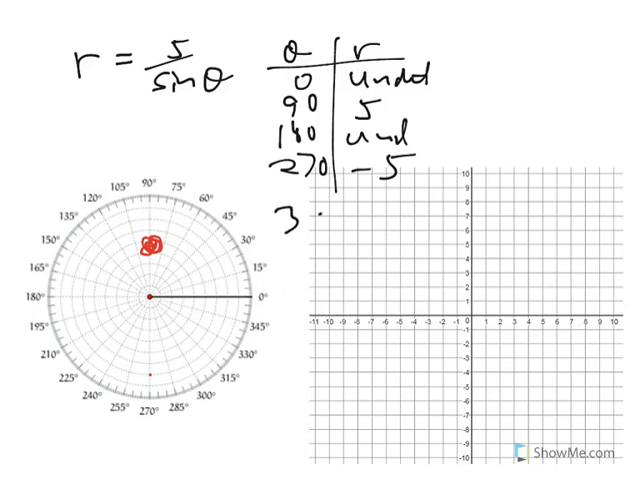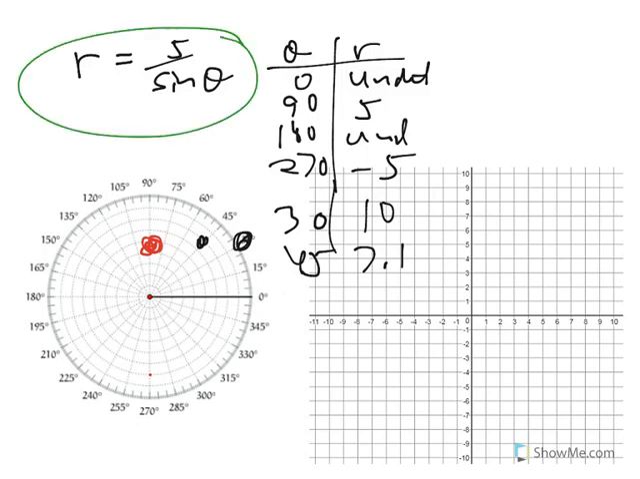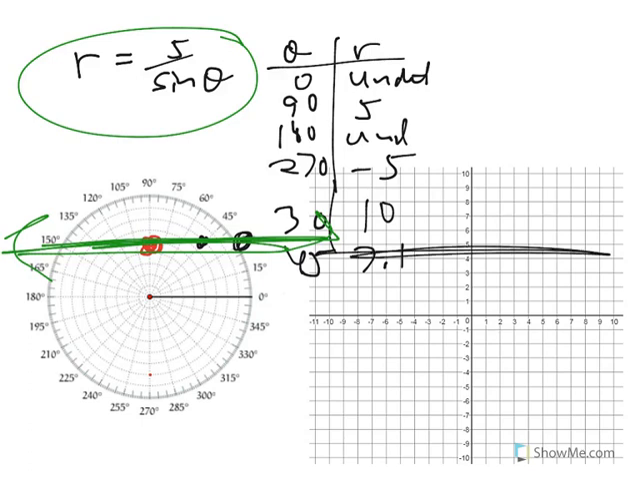If I do 30, sine of 30 is 1/2. 5 over 1/2 is 10. So 30, 10, somewhere over there. And if I do 45, I end up with about 7.1, which ends up about over here. And it turns out that if I do all the points in rectangular, a polar equation like this actually produces a horizontal line. In rectangular, it would be the line y equals 5.